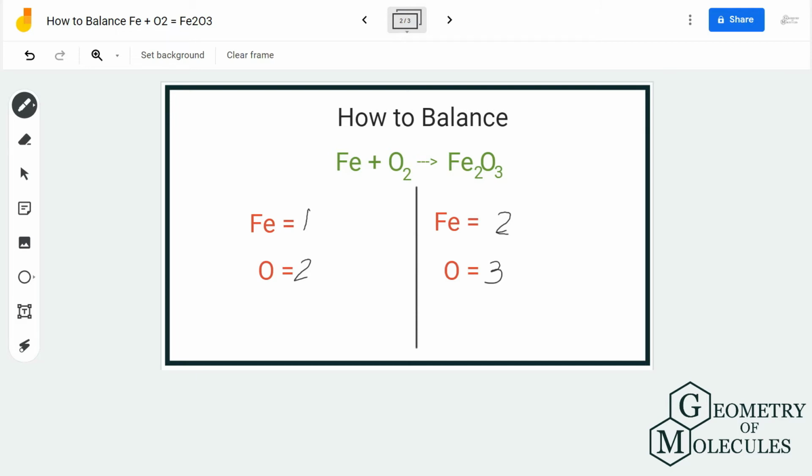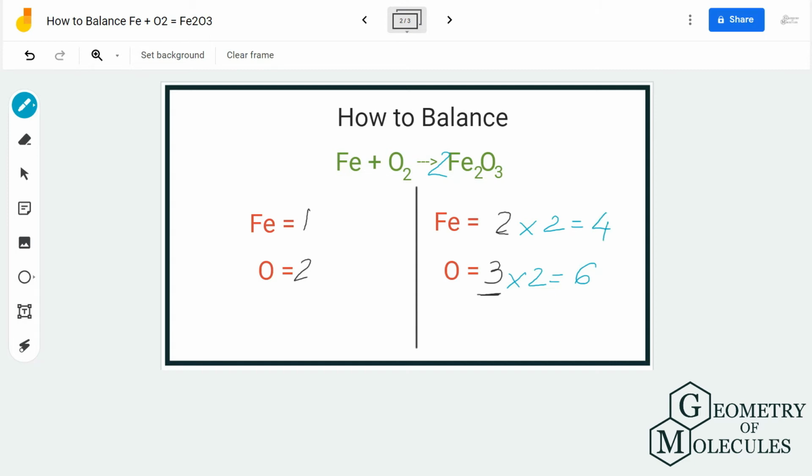Now we are going to try and make these numbers even, because it is easier to balance equations in which there is an even number of atoms on both sides. So for doing that I am going to put a coefficient 2 over here. Now we have 6 oxygen atoms, because 3 into 2 is 6, and 2 into 2 is 4 iron atoms. So we have this on the product side.